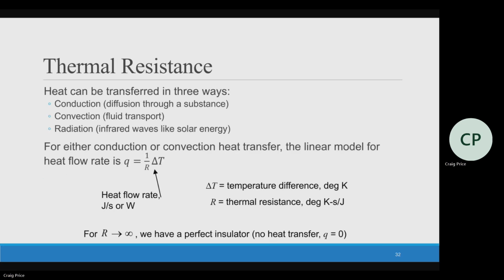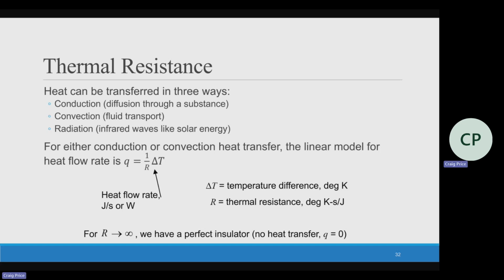You probably know this from way back in different science classes you've had. There are 3 different types of heat transfer: conduction, which is diffusion through a substance; convection, where you have to have a fluid transport; and radiation. We're not going to cover radiation. That's nonlinear, and we don't like it in this class. For the other 2, there's a linear model.